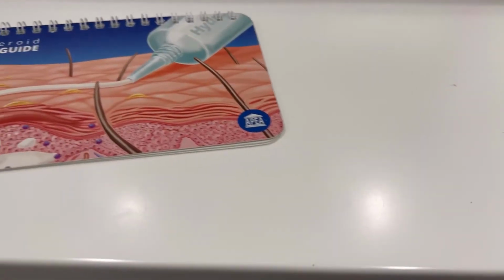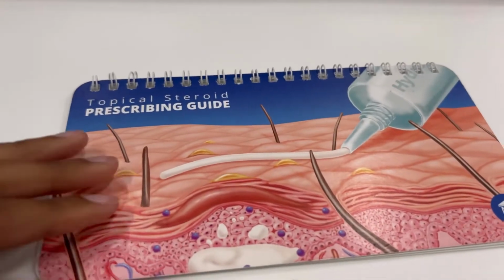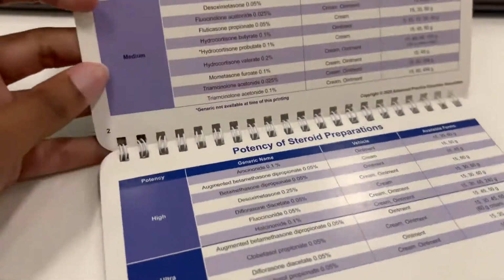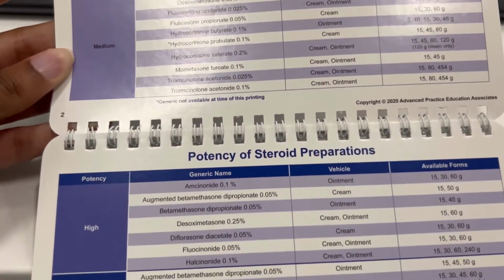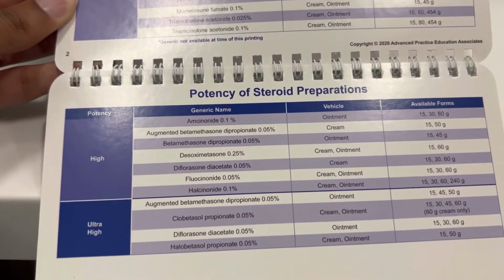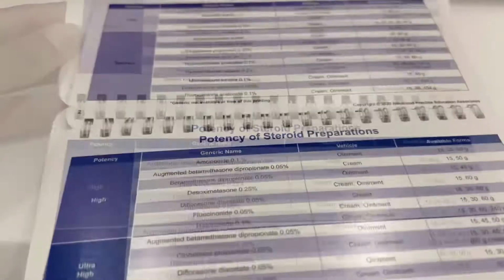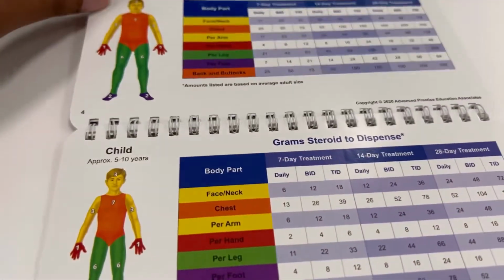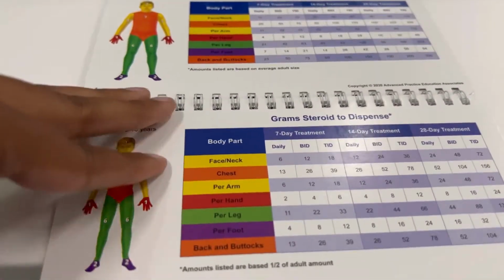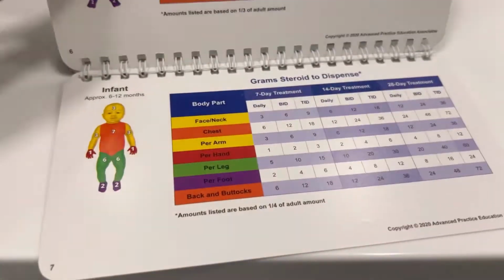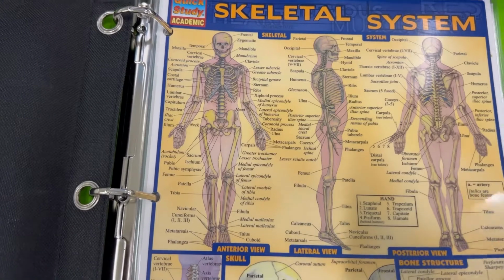This next resource that I'm going to show is the last one in the bundle that you can buy. Once again, all that information will be in the description box below. So this gives you information of different topical steroids you can use according to the potency. Once again, it'll also show you how much you can dispense depending on which body part you're using the steroid for and how long the treatment is. So once again, it's just a really helpful quick reference.